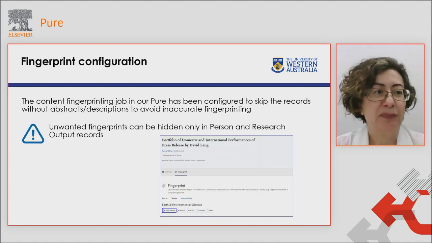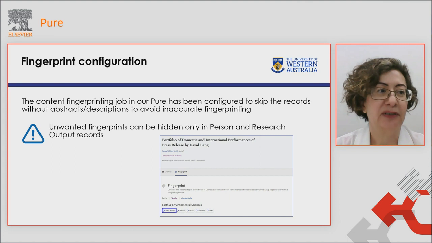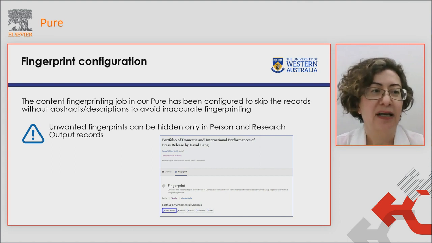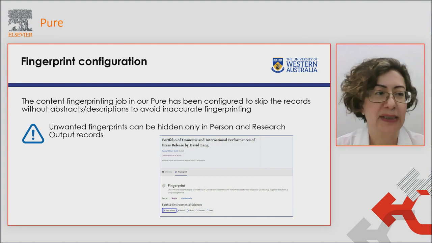The content fingerprinting job in our Pure has been configured to skip the records without abstract descriptions to avoid inaccurate fingerprinting, such as the one in this example. It is not possible for all content types to hide the incorrect fingerprints.